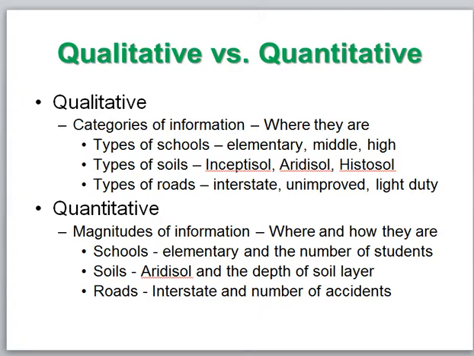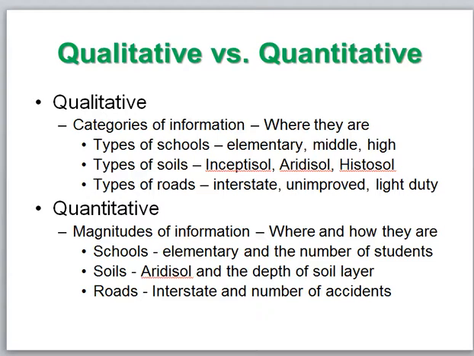So qualitative data is a term that's used to look at types of information or categories of information, and the focus is where are the elementary schools and the middle schools and the high schools, what type of school, instead of just saying this is a school. Looking at different road surfaces or different road usage. So what kind of road is that?